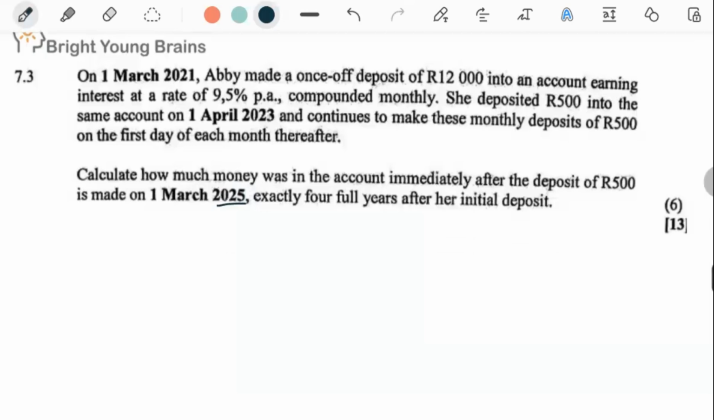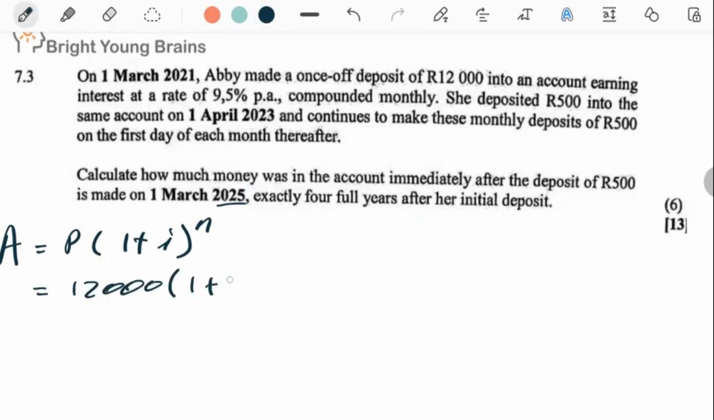So this is somewhat straightforward because all we need to consider is the fact that initially she made a deposit of an amount that was just going to gain interest. So that amount was 12,000. The interest was 9.5% per annum compounded monthly. And this was technically for 2 years. This is 2 times 12.